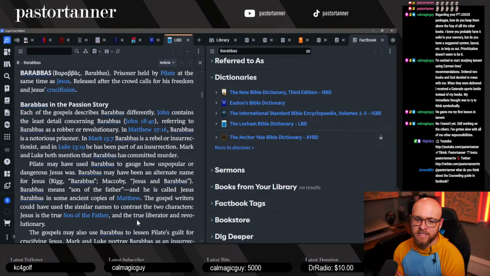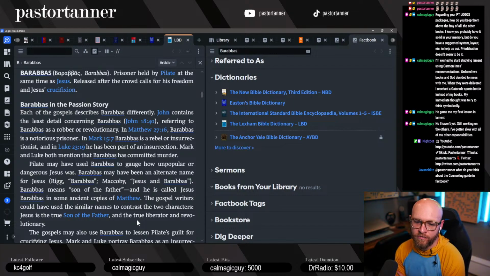Barabbas means son of the father. And that's what I was asking about. Bar Abba, son of the father. Oh my goodness. It means son of the father. And so yet again, he's a pseudo Christ. He's a Christ, a son of God, a fake son of God, right? Son of the Father. And he's called Jesus Barabbas in some ancient copies of Matthew.